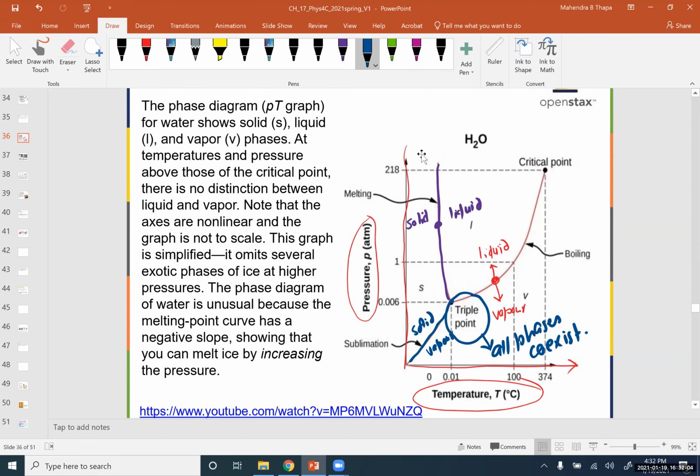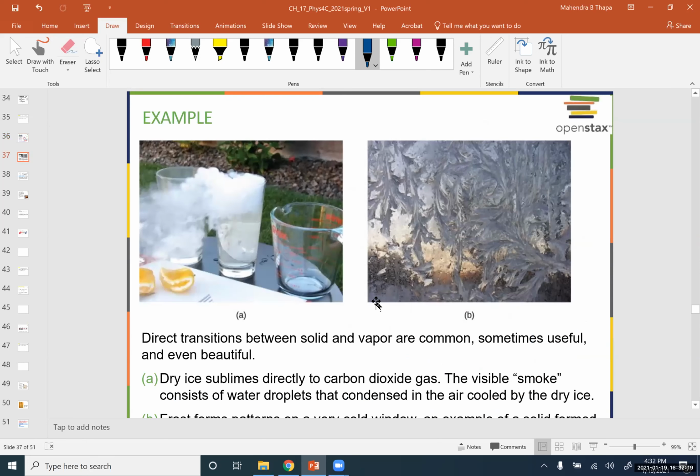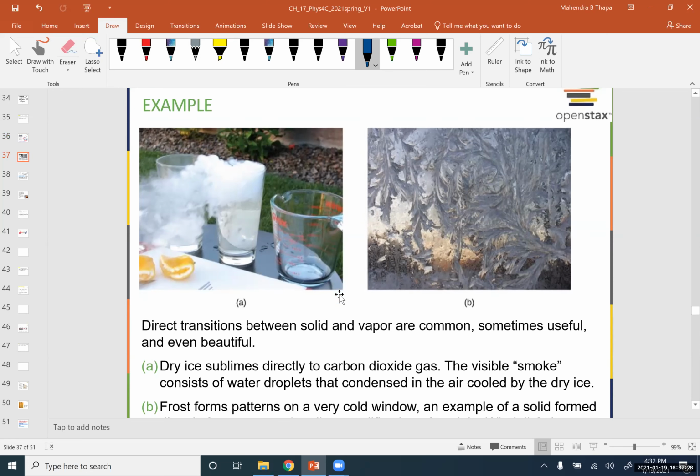And this kind of diagram, the phase diagram, is basically the diagram of pressure and temperature. The video link below will also help you to understand this concept better. These are examples of how sublimation from solid to vapor happens. You can read through this.